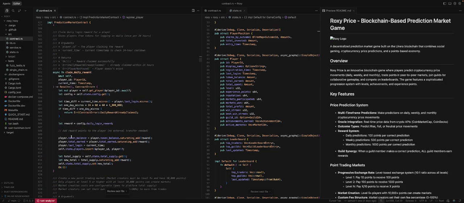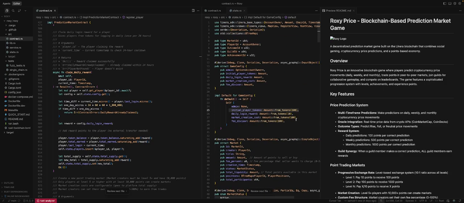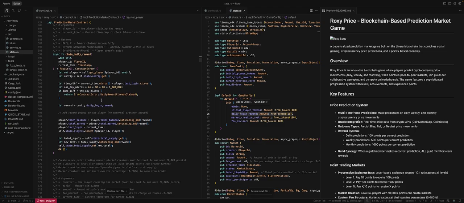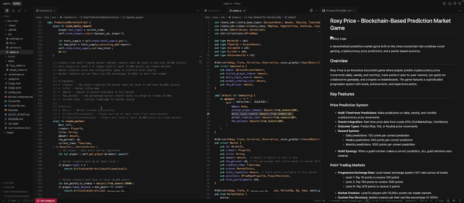Now, claim daily reward. Whenever you come into Roxy every 24 hours after the last time you came in, you're going to get a point. Let's check our states. You can see that anytime you log in, for every 24 hours, you're going to be given 10 points. So this gives people ways to gather more points to participate in the market. This is exactly what this function does, and it's a cool function.